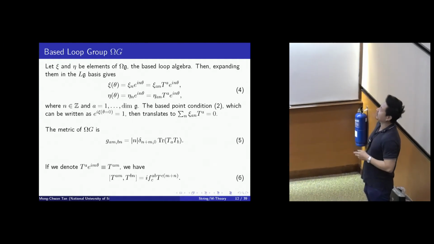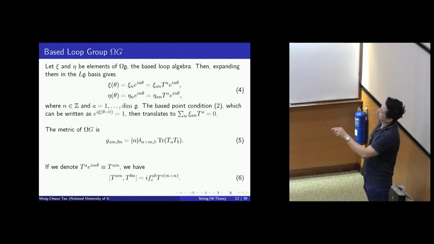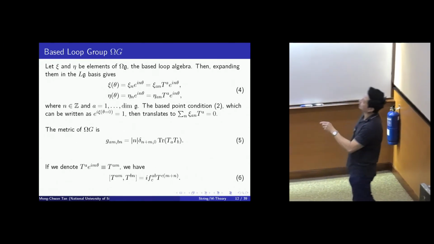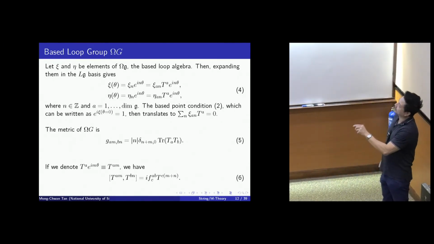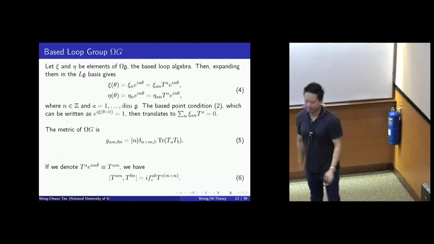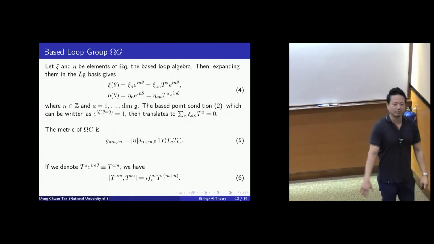Okay. So the base point condition, which we saw just now, this being equal to 1, just translates to this. So it's a very simple constraint. Then you can write the metric as this. Okay, so you can see things which look like a combination of both a differential geometric kind of metric and the Lie algebra kind of metric.